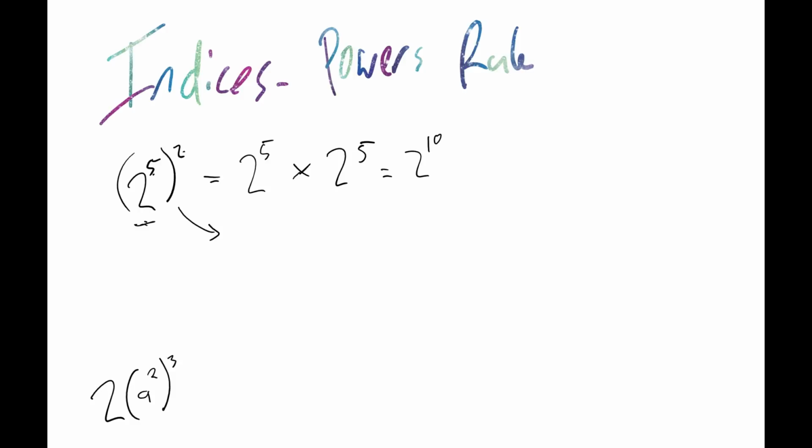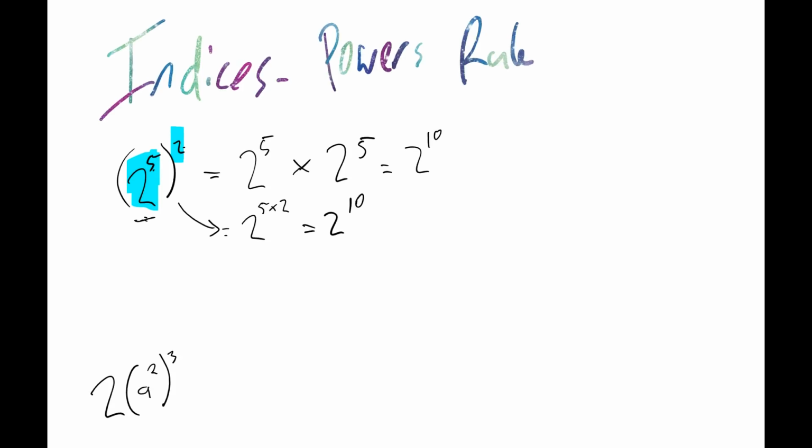So we can just do 2 to the power of 5 times 2. And that becomes 2 to the power of 10. So, just fix that up, 2 to the power of 10. So when you have an index that's raised again to another power, like here, that means that you multiply the two powers.